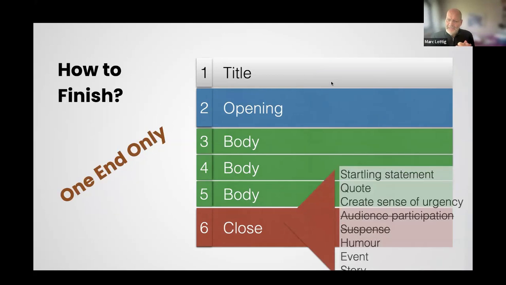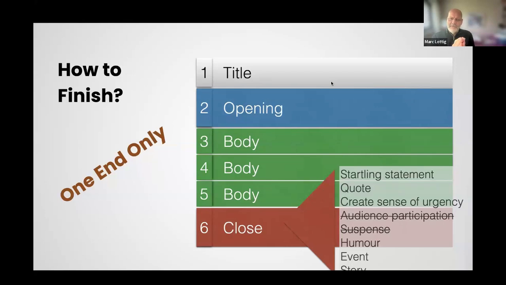So having talked about the end, how do you end? Well, you end as you began. Remember PREP: proposition at the beginning, proposition at the end. But really important, you only have one ending.